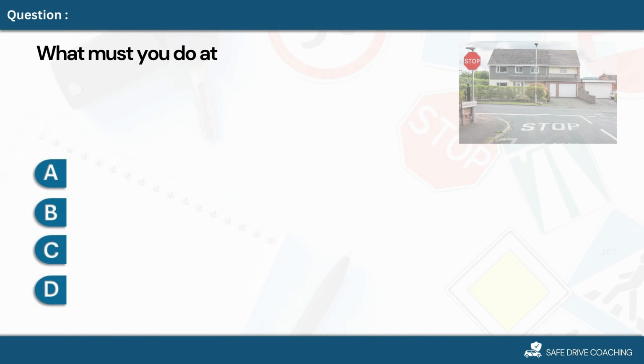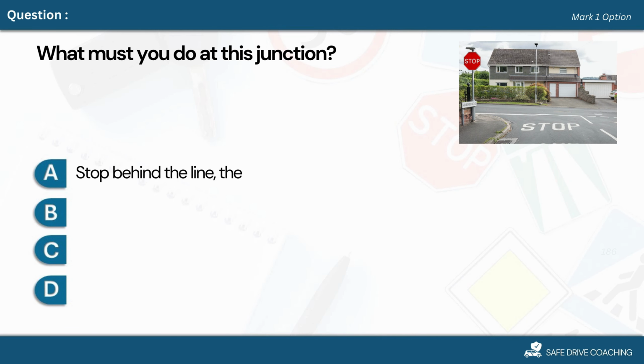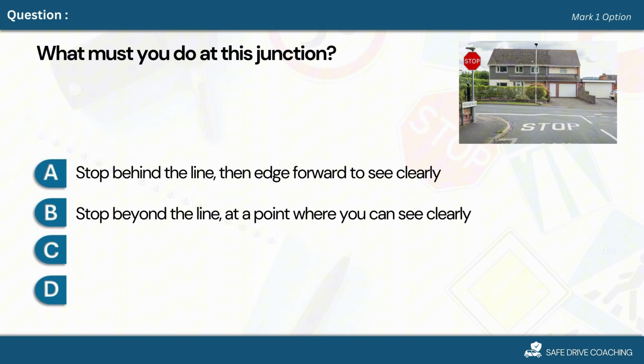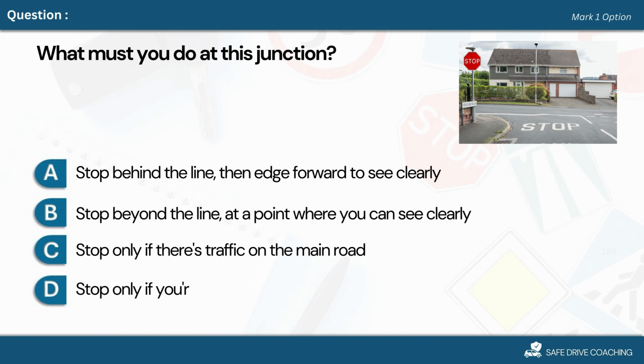What must you do at this junction? A. Stop behind the line, then edge forward to see clearly. B. Stop beyond the line at a point where you can see clearly. C. Stop only if there's traffic on the main road. D. Stop only if you're turning right.